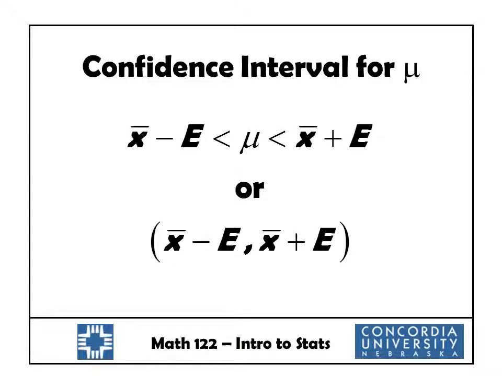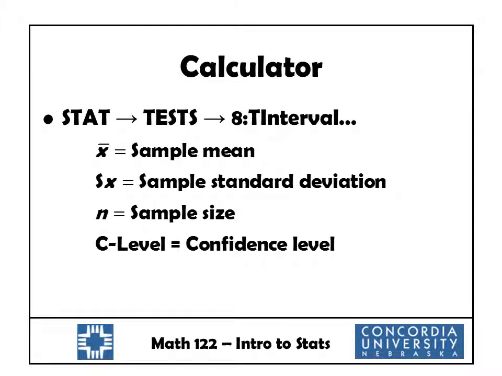And then once we've calculated that margin of error, we can calculate a confidence interval. Take x bar minus E and x bar plus E, and mu is somewhere in between those two numbers, and it takes one of these two different forms. This can also be calculated on your calculator. Again, go to Stat, Test, choose option 8, the t-interval. X bar is the sample mean, Sx is the sample standard deviation, n is the sample size, and C-level is the confidence level. So plug in those numbers and it will calculate the confidence interval for you automatically.